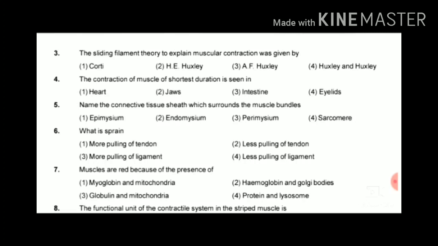And the answer is option number 1, myoglobin and mitochondria. Myoglobin provides oxygen to the mitochondria, which in turn generates ATP. And also myoglobin is present in muscle tissue. So option number 1 is the right answer.